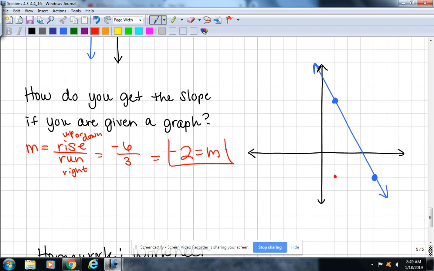Okay? So that's how you do it from a graph. You start at the left point, you go up or down however many spaces, write that number down for your rise, then you go to the right, count those spaces, and lastly you fix your fraction.